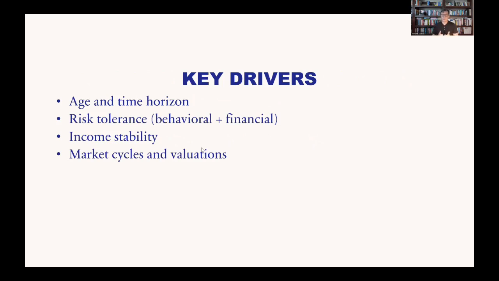Some of the key drivers to the types of allocations that you would do: Age is a big one, which ultimately gets back to your time horizon. How much time do you have ahead of you to invest and let your investments grow and save and so forth? And so that is huge. That's probably the biggest one, I think.